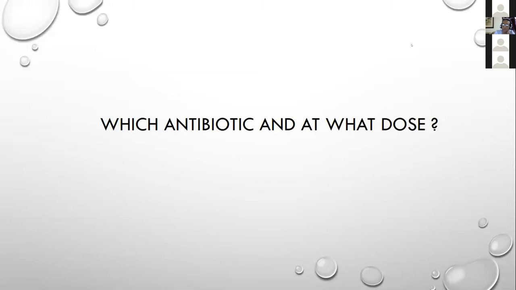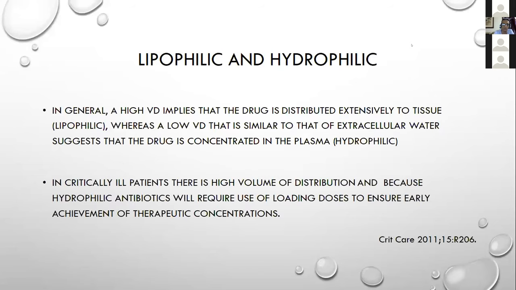So the question is, which antibiotic and what dose? And that's very, very important, because that's the question that everybody asks. We do not use standard antibiotics, as has been shown previously. So number one, one should know which antibiotic you're going to use. To differentiate a lipophilic from a hydrophilic antibiotic: a high volume of distribution implies the drug has to be distributed extensively to the tissues. And because lipophilic antibiotics have a high volume of distribution, they would be the ideal drug to use, especially in tissue infections.